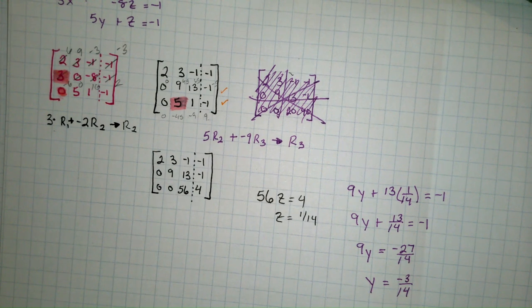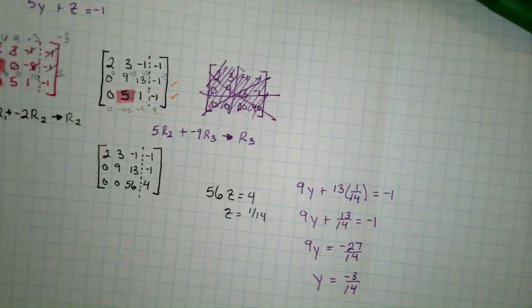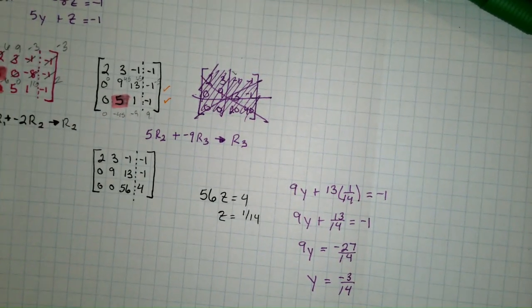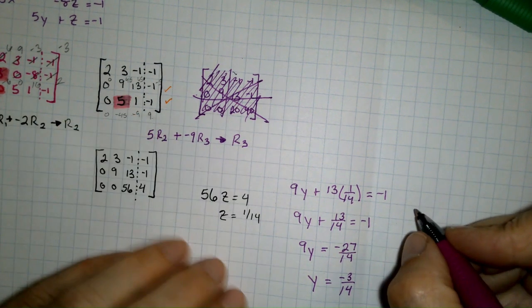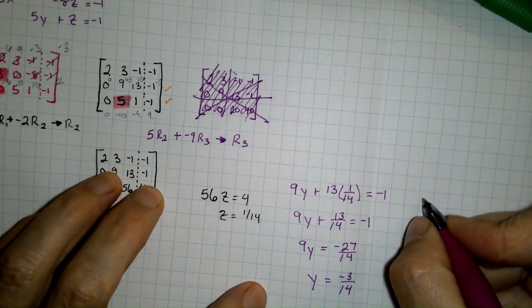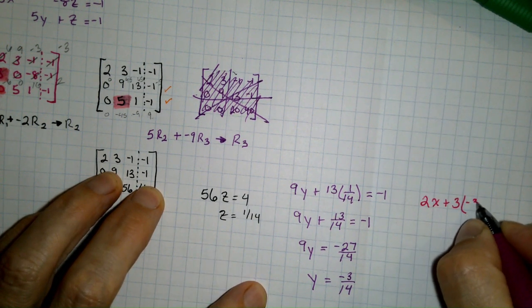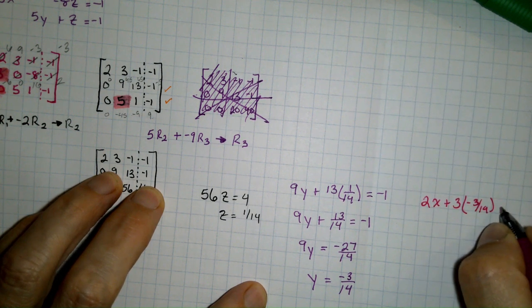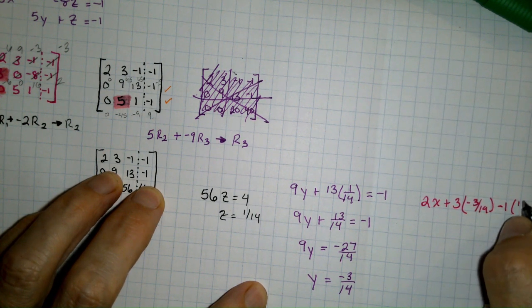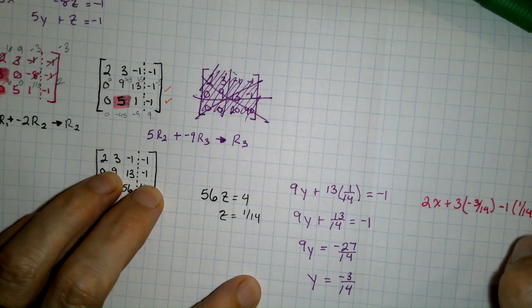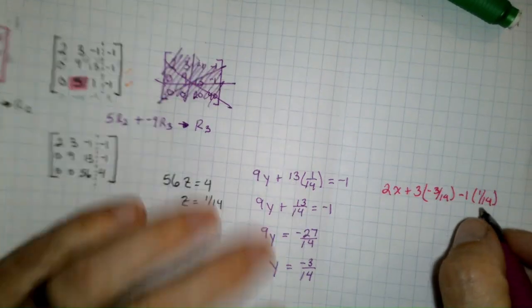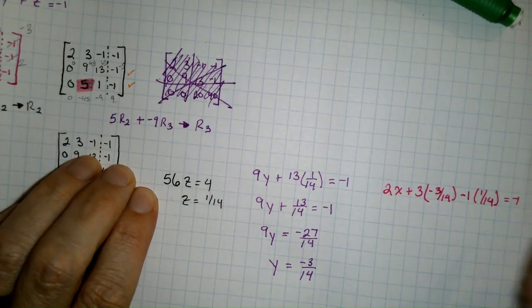Now that we have our z and our y, we're going to back substitute and get our x. So I'm just going to take the top row now, which was 2x plus 3 times that y minus 1 times that z. Notice how I wrote the coefficient -1. Makes things easier sometimes. That gives us -1.